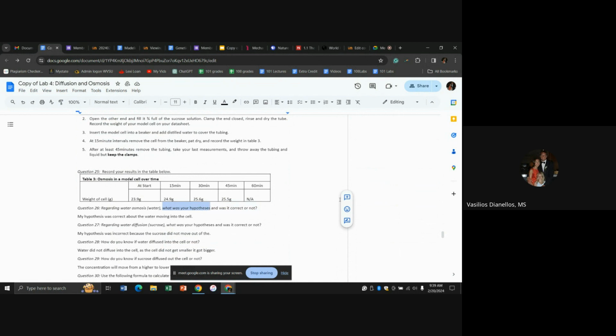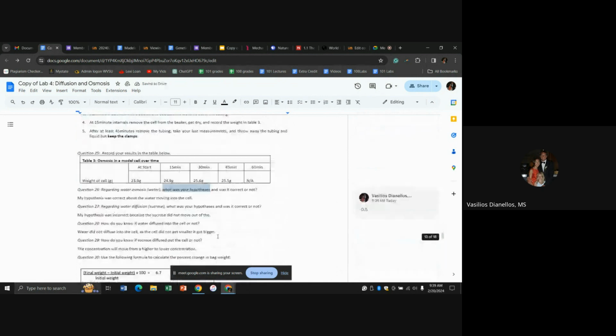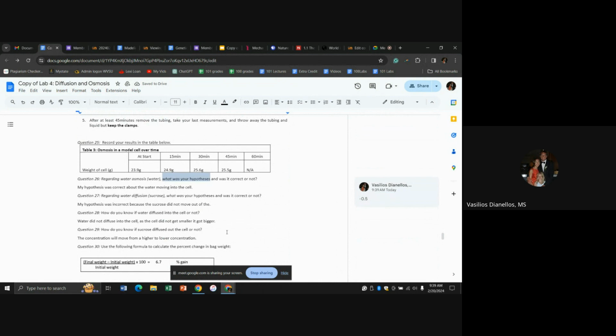And again, this is all for a reason. One, it helps the graders because we have a lot to grade and it really would take forever if we had to go back and check every single one of your hypotheses. And two, it's just a good habit to be in, especially when it comes to writing a lab report, right? You need to readdress your hypothesis. All right, regarding water diffusion. Whoops. That needs to be fixed. It should say regarding diffusion. So I apologize if that confused you. Regarding diffusion, what was your hypothesis? Was it correct? My hypothesis was incorrect because the sucrose did not move out of the cell.